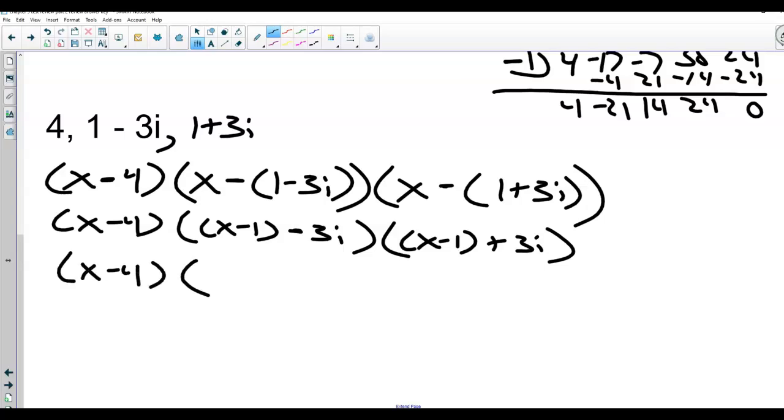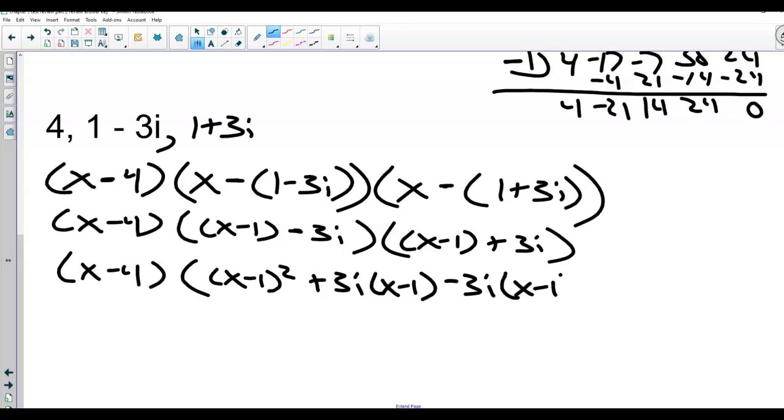X minus 4. We have x minus 1 squared. X minus 1 times x minus 1. Plus 3i times x minus 1 minus 3i times x minus 1. While that looks complicated, it cancels. And then we're left with minus 9i squared.